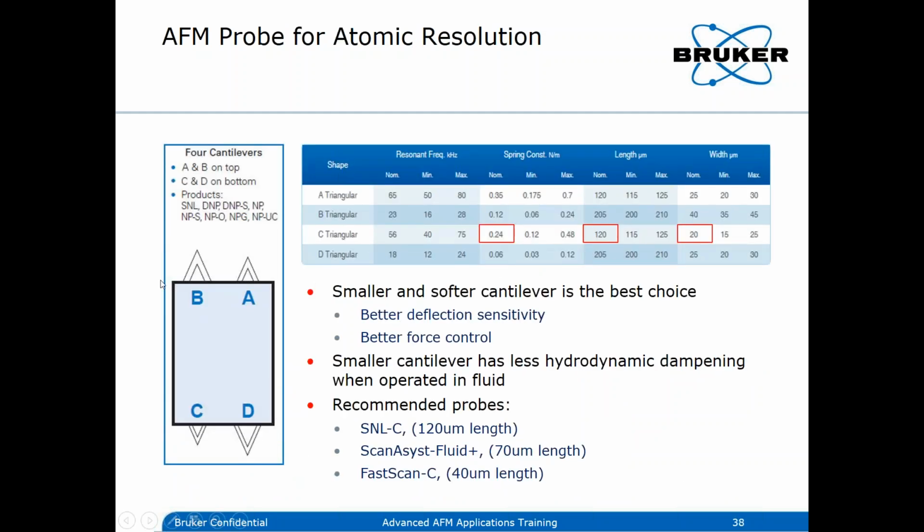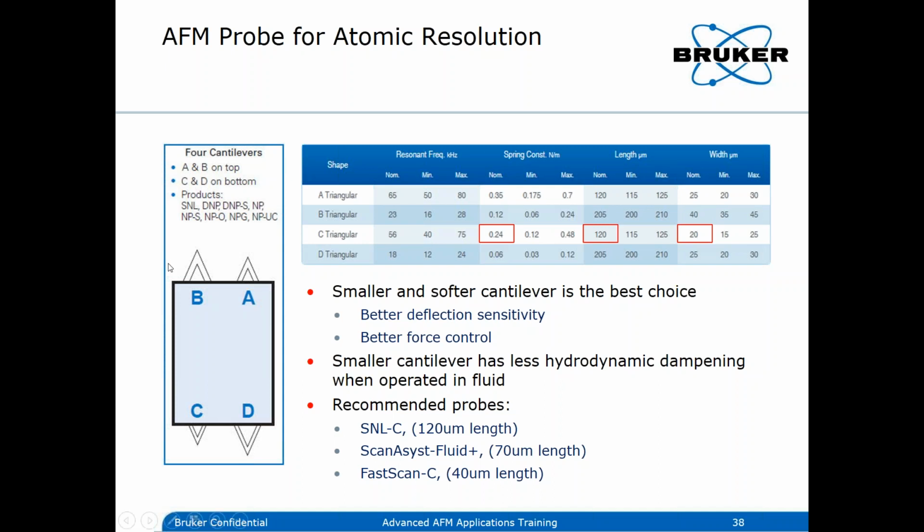Here are the probes again. So again, the best choice would be small and soft cantilevers for working in fluids. Small cantilevers also have less hydrodynamic damping in fluids, and the recommended ones are again the SNL-C, the ScanAsyst-Fluid+, or the FastScan-C.